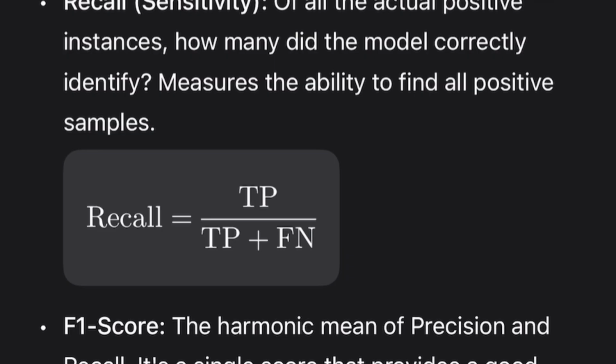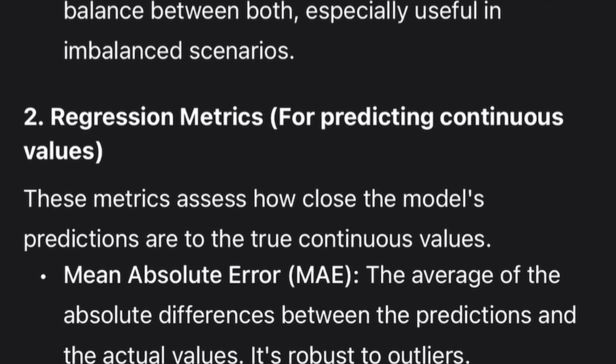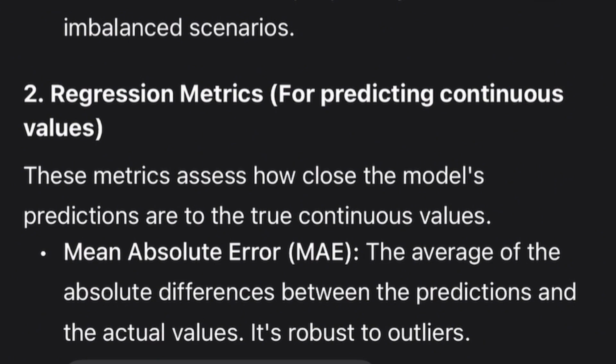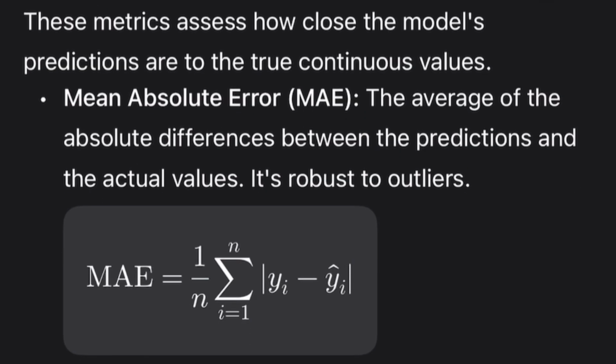2. Regression metrics for predicting continuous values. These metrics assess how close the model's predictions are to the true continuous values. Mean absolute error, MAE, the average of the absolute differences between the predictions and the actual values. It's robust to outliers. Mean squared error, MSE, the average of the squared differences. Penalizes large errors more severely than MAE, making the model sensitive to outliers.